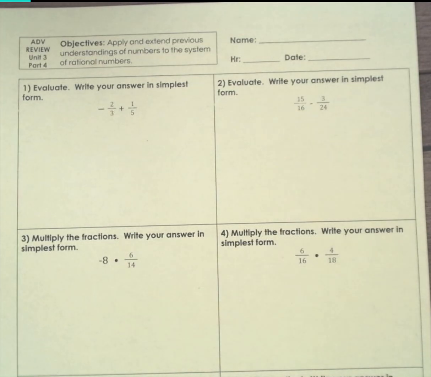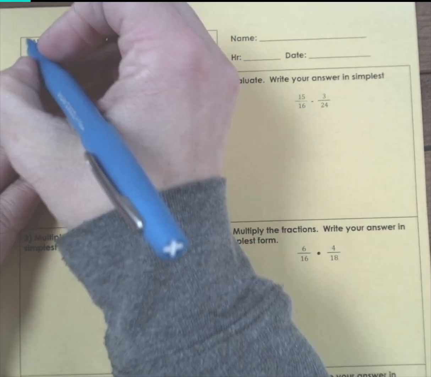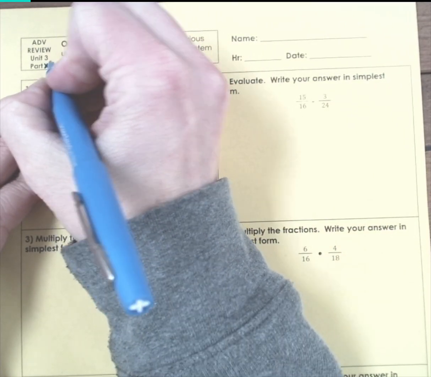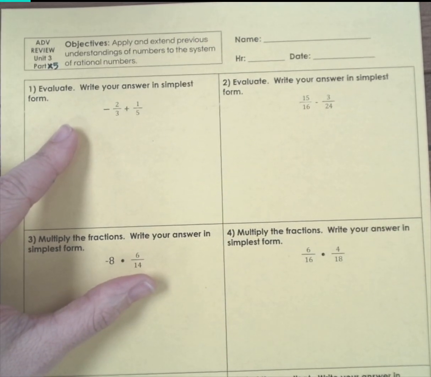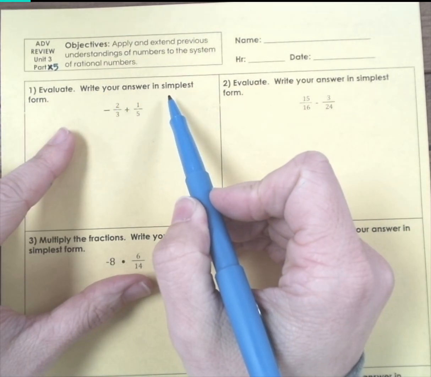Take a look at your study guide. There's actually a misprint up here. It is Unit 3, part 5 study guide for advanced math. Okay, number 1 says to evaluate, and we have to write our answer in simplest form.